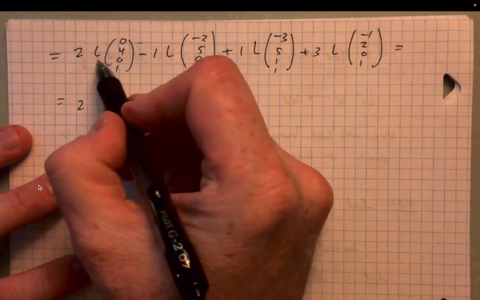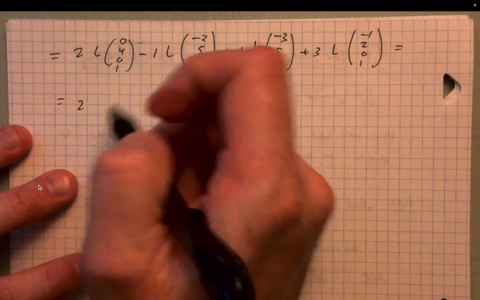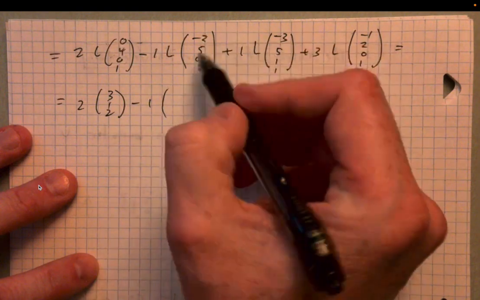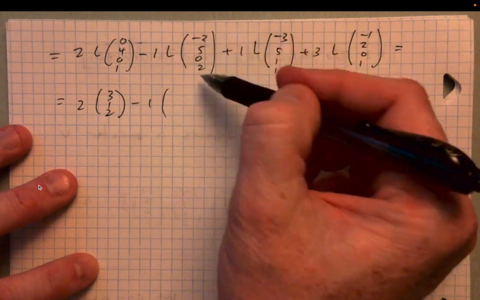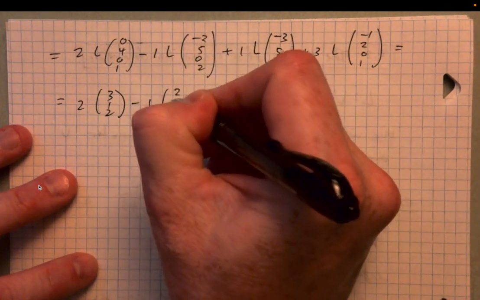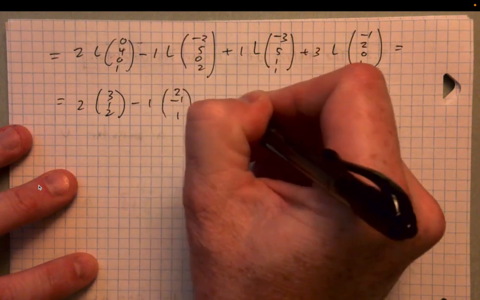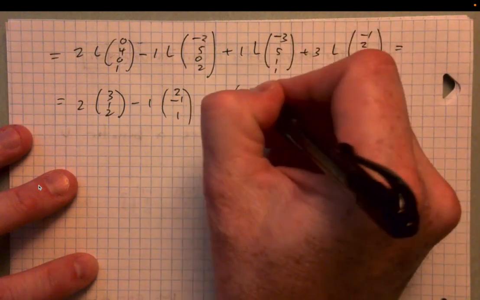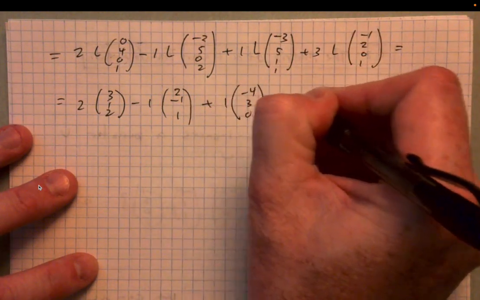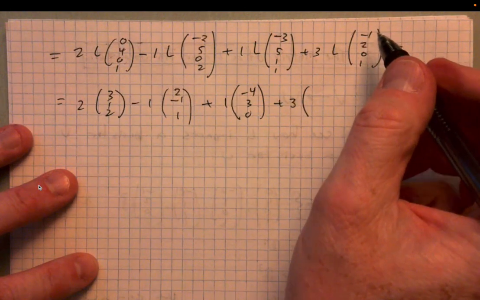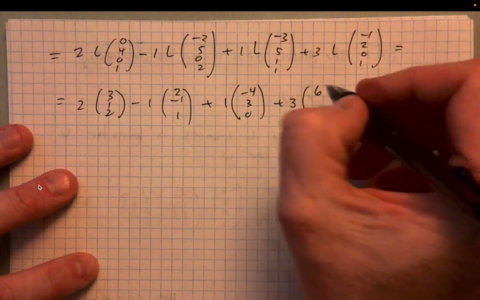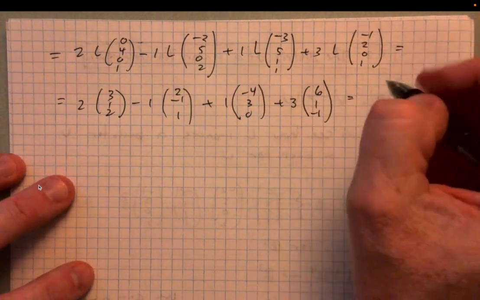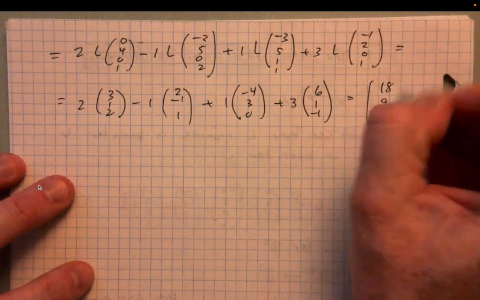And so we saw that the linear transformation of (0, 4, 0, 1) was equal to (3, 1, 2). And the linear transformation of (-2, 5, 0, 2), the second basis vector, was equal to (2, -1, 1). And this guy here, under the linear transformation, was (-4, 3, 0). And finally, the last one was (6, 1, -1). Okay, and so altogether, this was 1890.